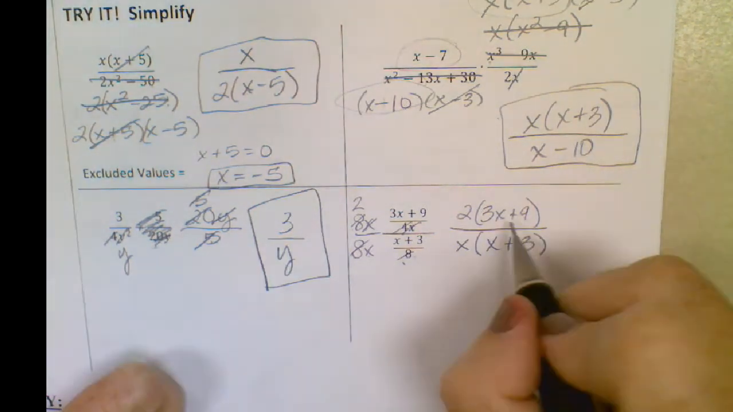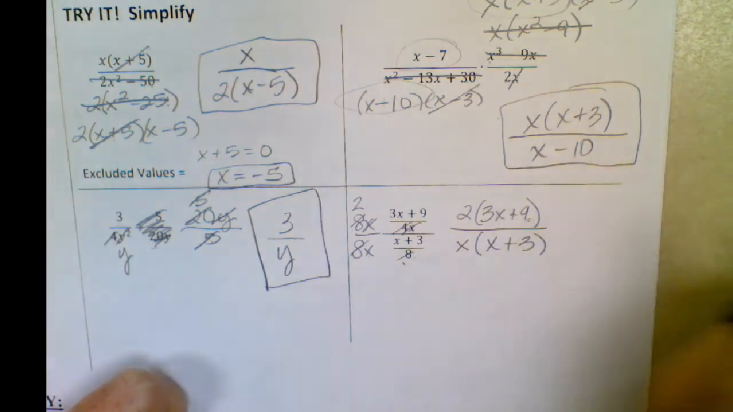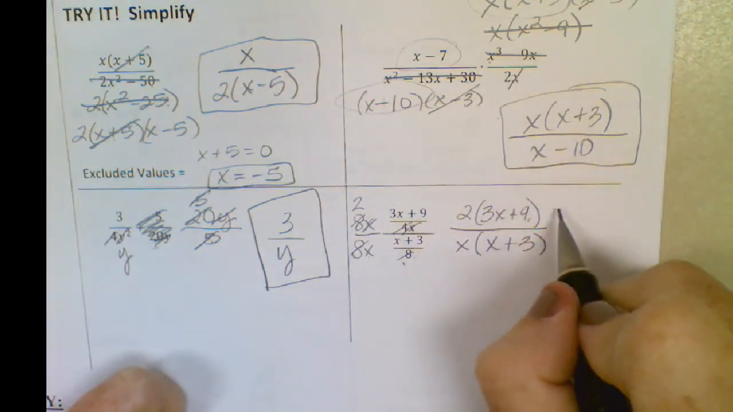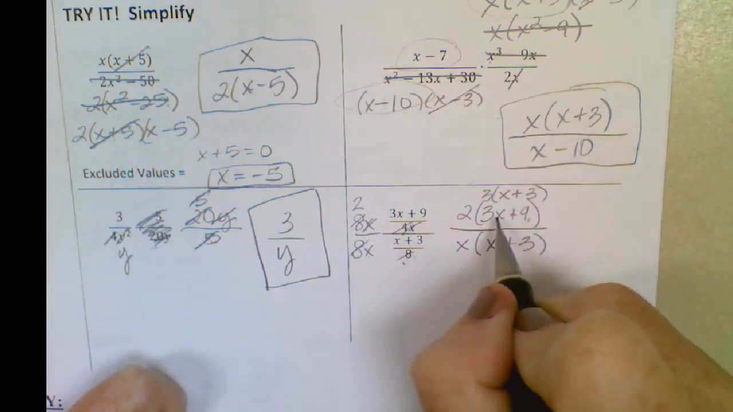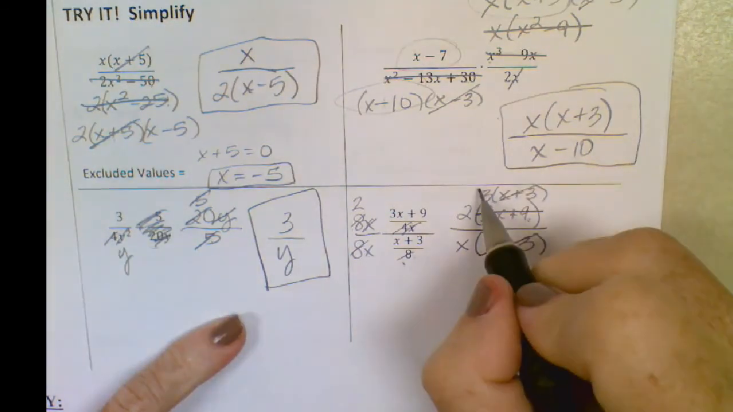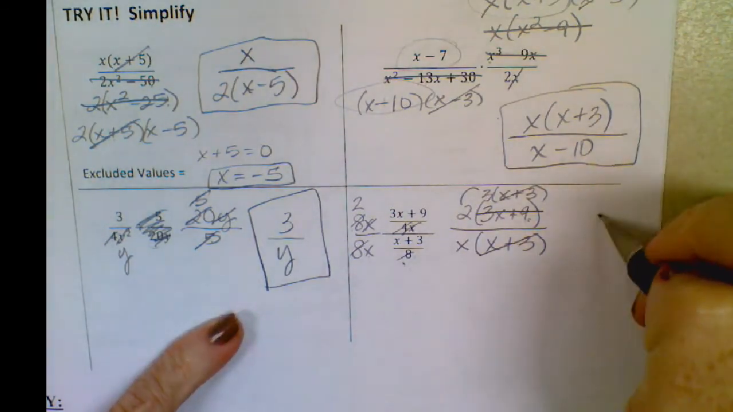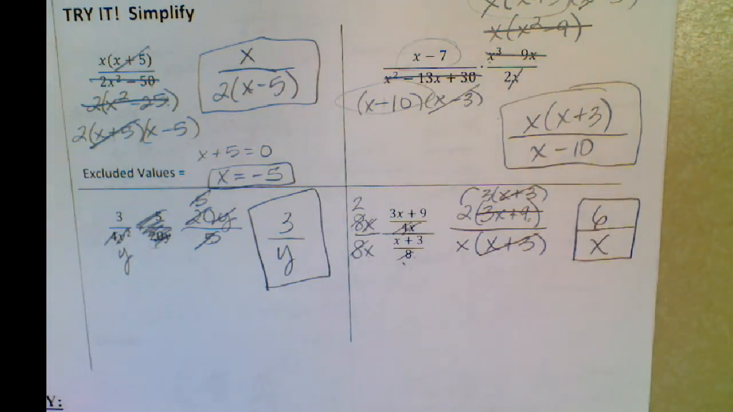Now, let's see what else I can cancel here, because that looks like a term that something could be factored out. So I can take a 3 out of both and get x plus 3. So now what I've got left, the x plus 3's cancel. Now I just need to multiply my 2 by 3, which is 6, and I have an x on the bottom. That's it. Multiplying and dividing. Thanks.